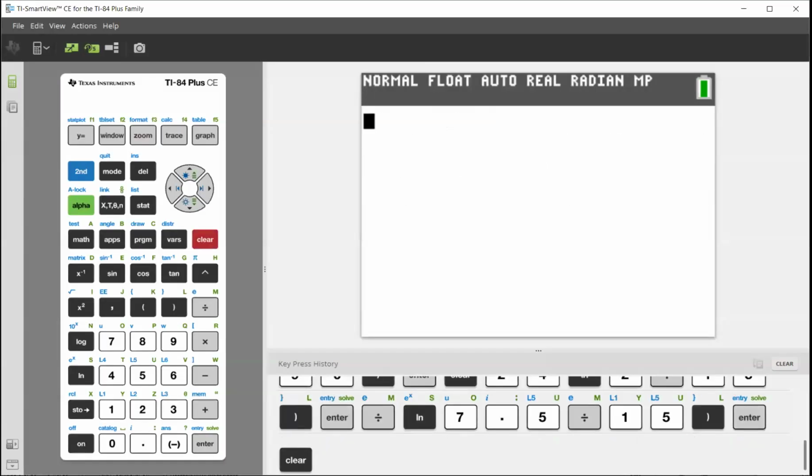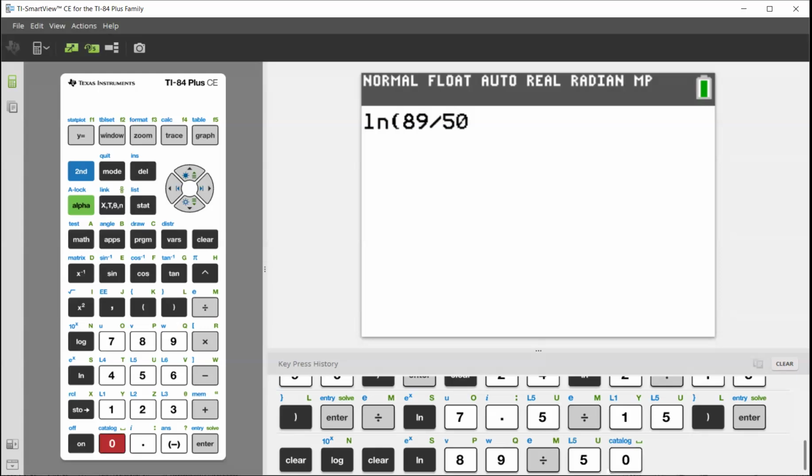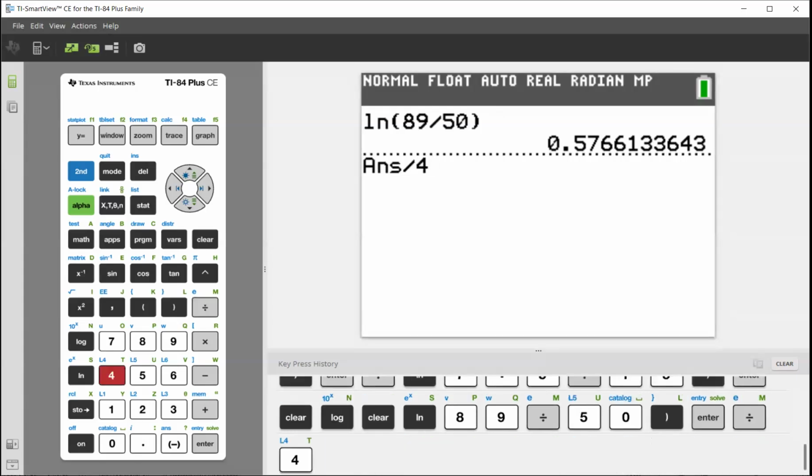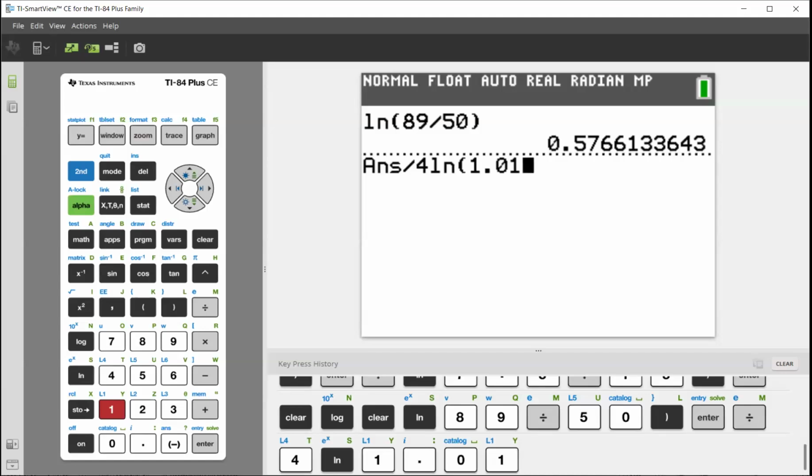Clear. So I'm going to do ln. The argument is 89 divided by 50. Close the argument. That's the numerator. You don't have to do the whole expression at once. You can do the numerator and then divide by the denominator, which is 4 times ln 1.01875. Close the argument. Done.